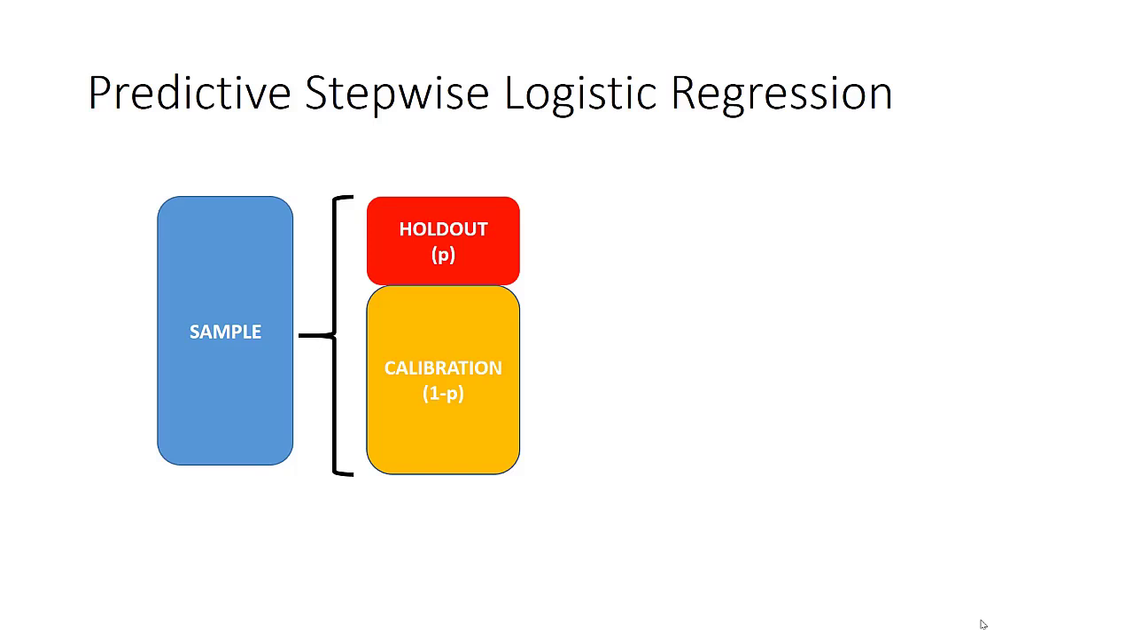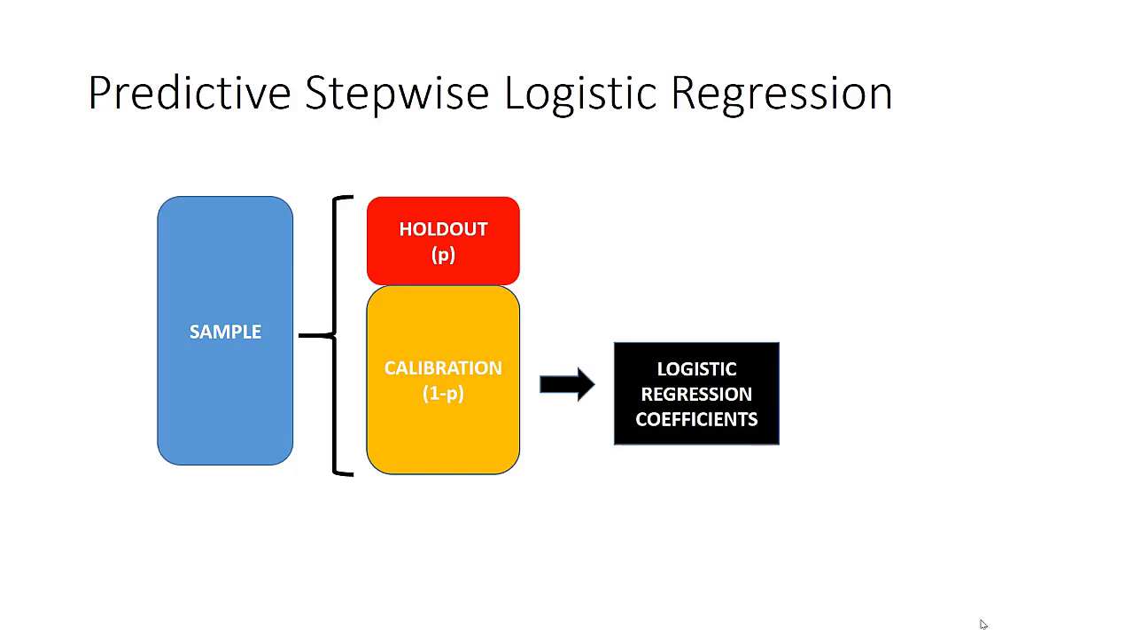Then if you have a candidate predictor and you want to know should this predictor be included in the model or not, you run the logistic regression in the calibration sample, get the regression coefficients, then apply these regression coefficients to the holdout sample, calculate the predicted log likelihood, and sum the predicted log likelihood across all observations in the holdout sample. And if the inclusion of this predictor improves the log likelihood, that predictor is a good candidate.